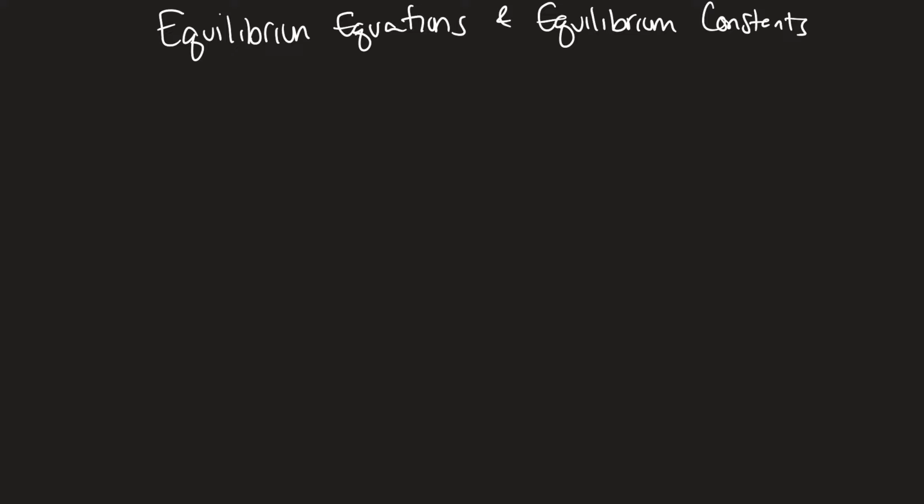So in this video, we're going to discuss equilibrium equations and equilibrium constants. Chemists typically like to quantify things, simply because putting numbers to it helps us understand what's really going on at a much deeper level, much more than what qualitative analysis can often give us.